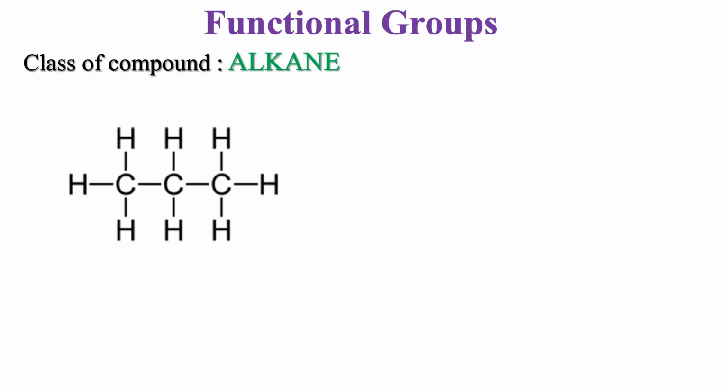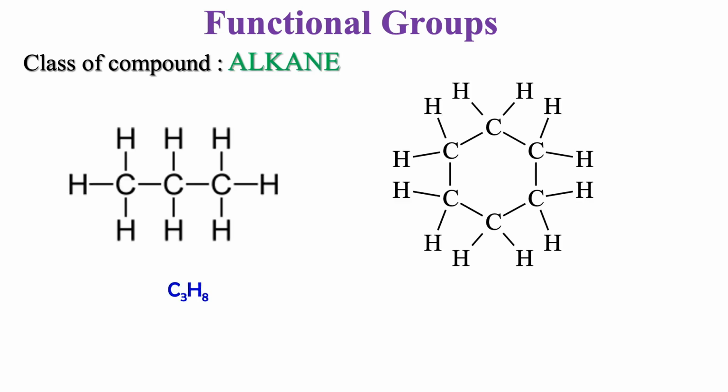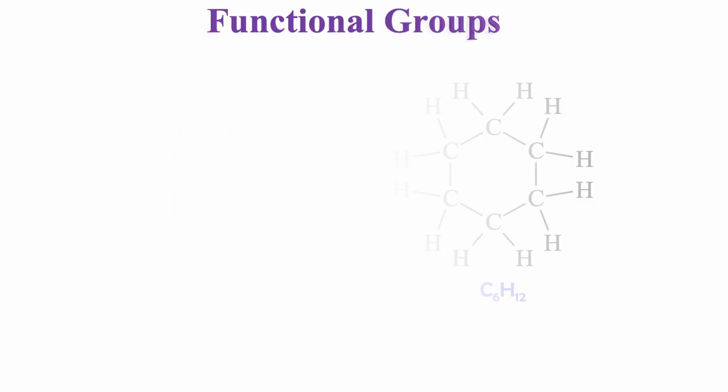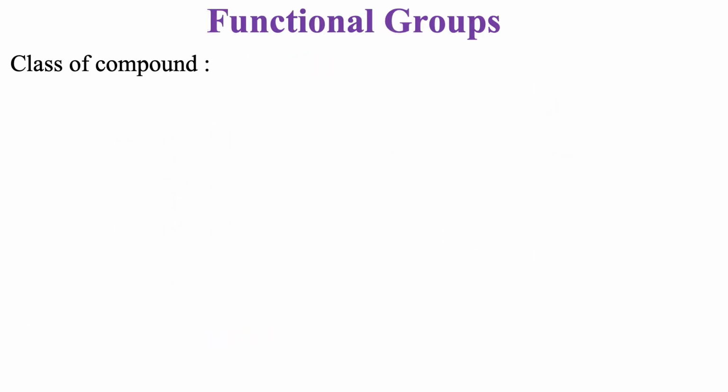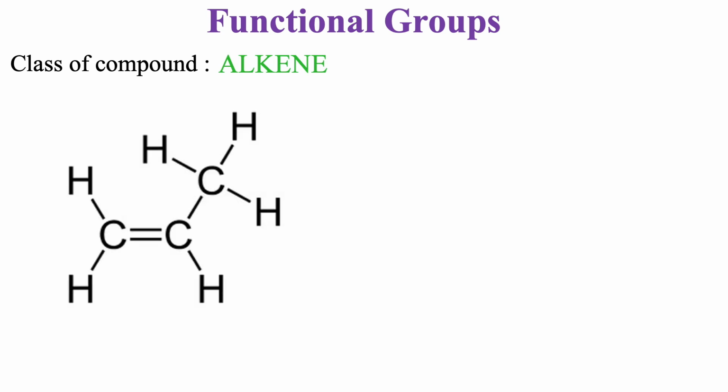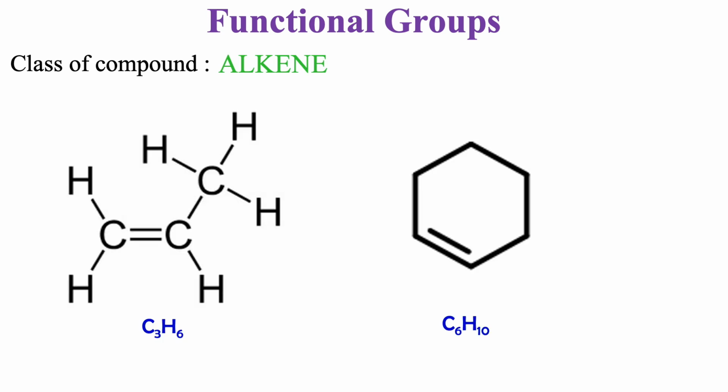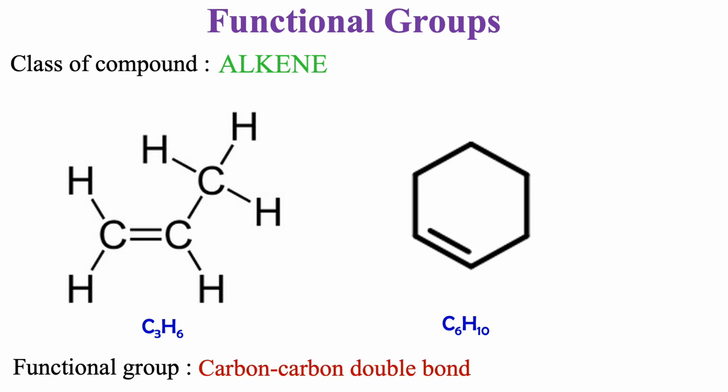The first class of compound is alkane. This is an example of an alkane compound. For alkanes, there is no functional group as this molecule only has carbon-carbon single bonds. The next class of compound is alkene. This is an example of an alkene compound. The functional group of alkene is the carbon-carbon double bond, as we can see from the structure of the molecule.